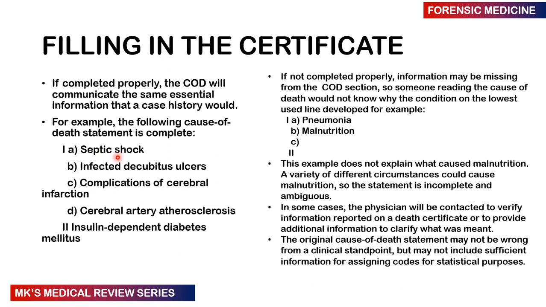The immediate cause of death is pretty much the first thing that you fill in, and then the intermediate are these B and C. So this person had septic shock, which was secondary to infected decubitus ulcers, which was secondary to a complication of cerebral infarction, which was secondary to cerebral artery atherosclerosis. This person also had insulin-dependent diabetes mellitus. So if we read through this cause of death, you can even tell the story of the patient and what they actually had.